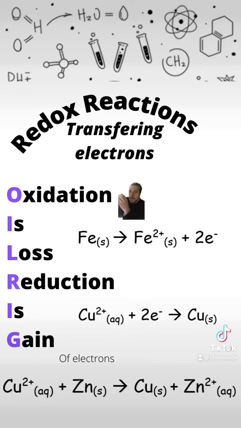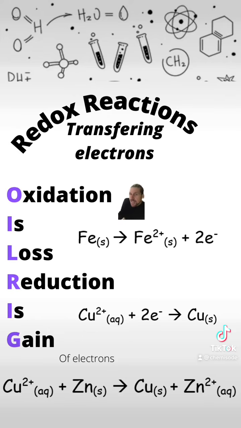So in my previous video, I talked about an introduction into redox, and I talked about these as being the addition of oxygen. We learn an acronym in chemistry called OIL RIG, which is used to identify oxidation or reduction. So this is it here. OIL RIG. Oxidation is loss, reduction is gain of electrons.